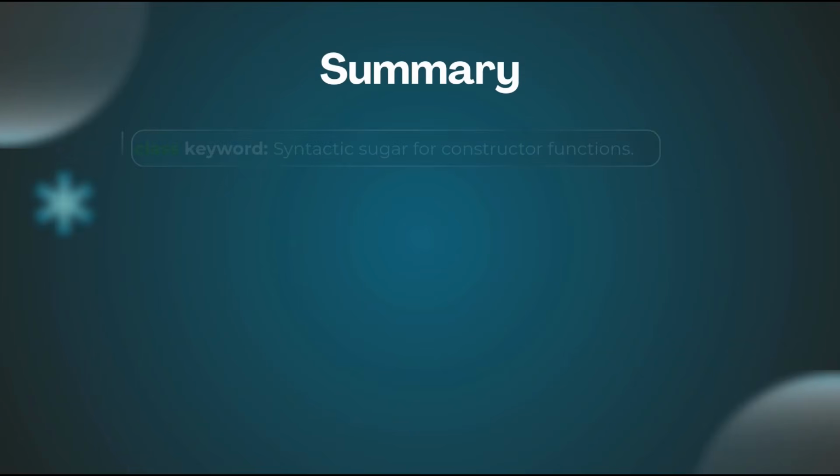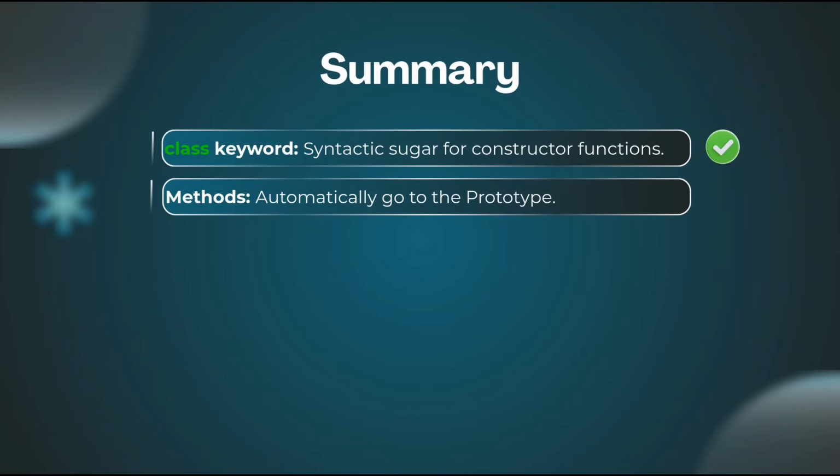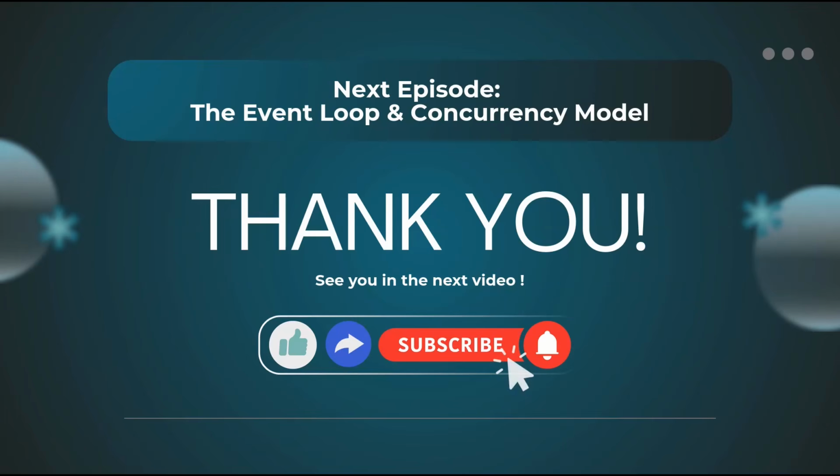To wrap up, ES6 classes provide a much cleaner syntax for object-oriented programming. They hide the ugly details of the prototype chain, making it easier to implement inheritance with extends and super. And with the new hashtag syntax, we can finally enforce true data privacy. Now we're finally finished with objects. In our next module, we'll look at the event loop and how JavaScript manages to run thousands of tasks at the exact same time without crashing. See you in the next episode.